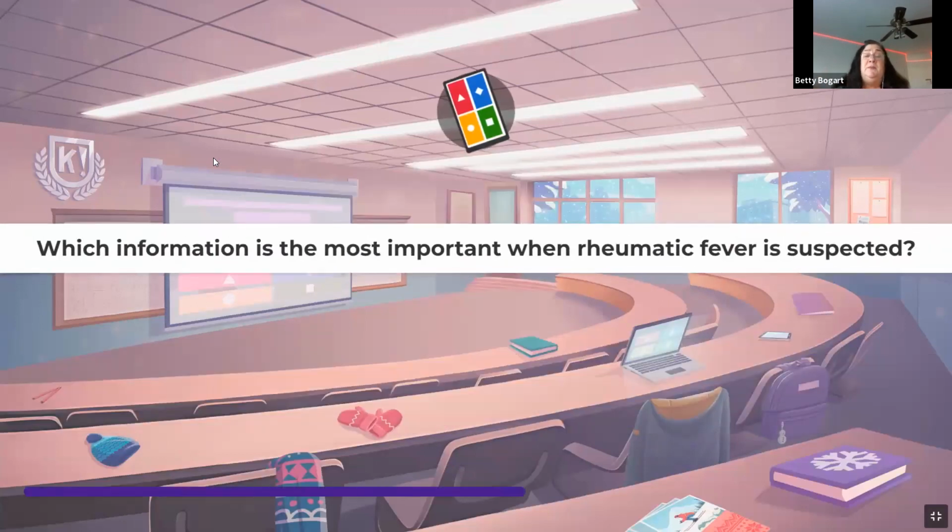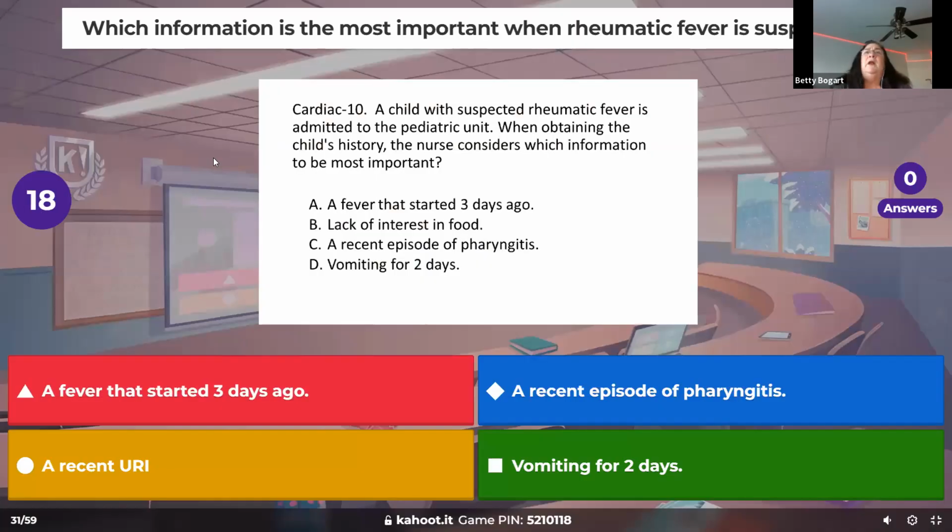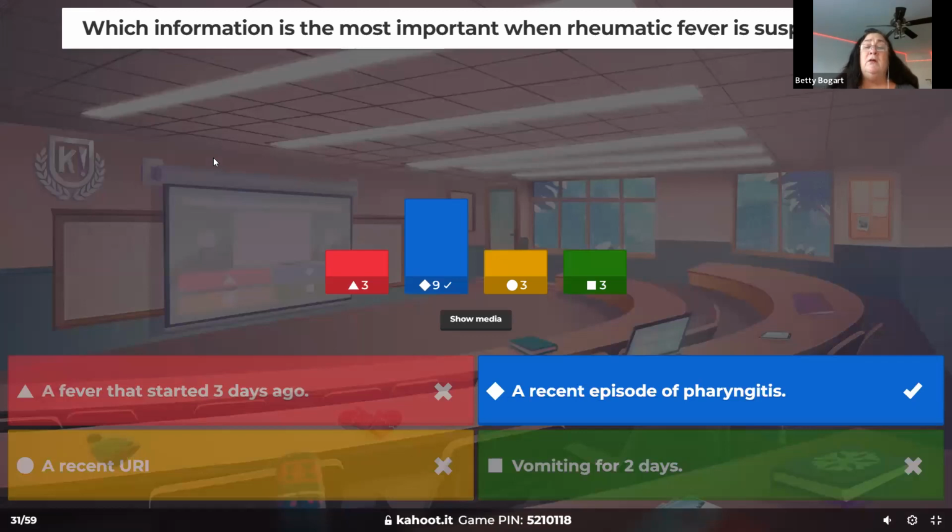Which information is most important when rheumatic fever is suspected? Like, what do you want to know? As in, what causes rheumatic fever? You know, in this course, you're going to find two different things that can cause problems because of this. Strep throat causes rheumatic fever, and it also causes something else, and we're going to find that out in week 8.